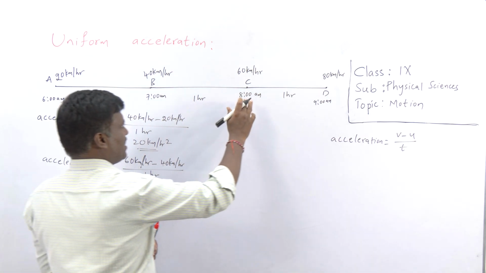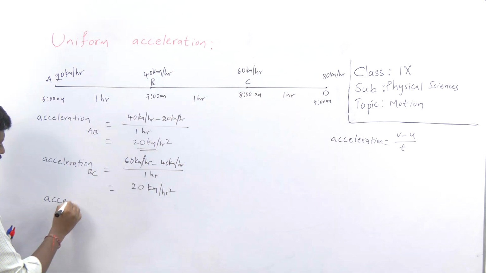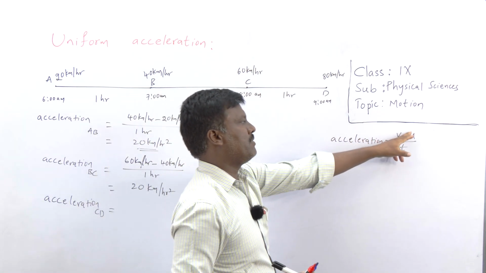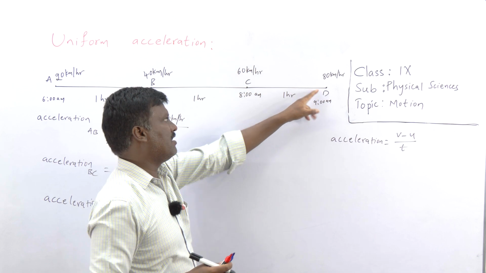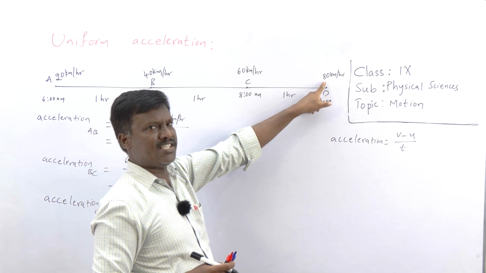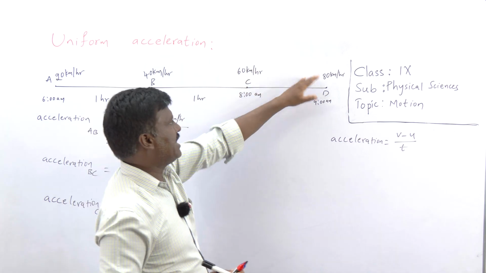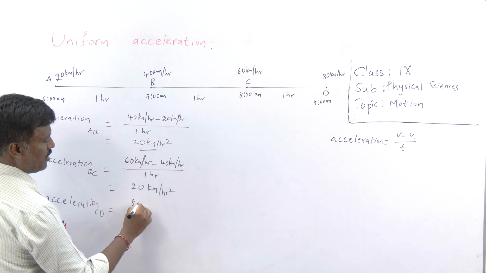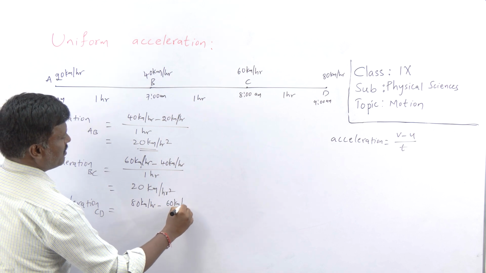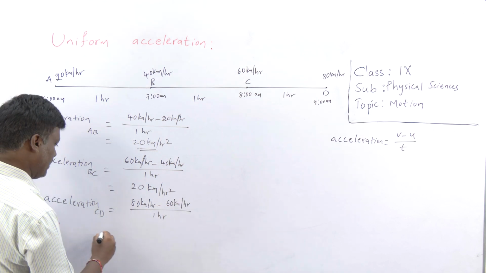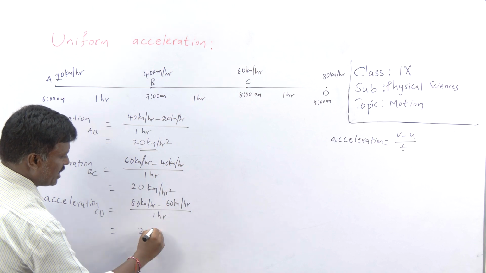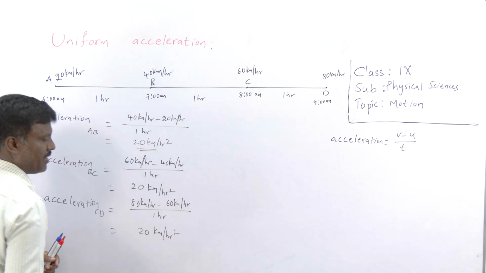Now we are going to find the acceleration between C and D. How to find acceleration? Final velocity minus initial velocity by time. When we talk about C and D, C will be the initial and D will be the final. The final velocity is 80 and the initial velocity is 60. So 80 kilometer per hour minus 60 kilometer per hour by a time of 1 hour. Then 80 minus 60 is 20, and 20 by 1 is 20 kilometer per hour square.